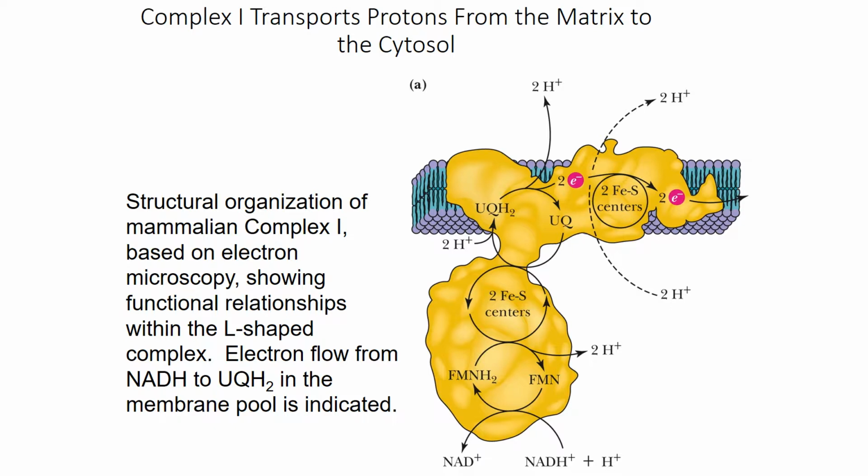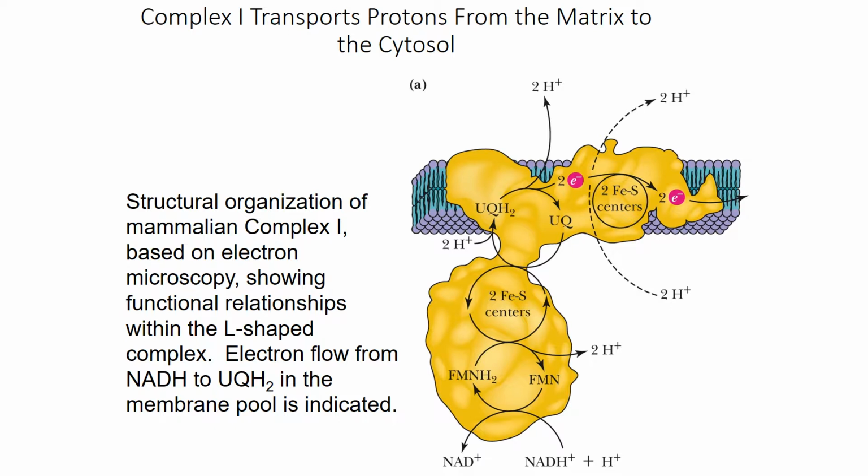So first, we have NADH that has diffused from the citric acid cycle or the glycolysis, where it's produced. It binds to the enzyme on the matrix side of the inner mitochondrial membrane and transfers 2 electrons to FMN, our flavin mononucleotide. FMN is reduced to FMNH2.